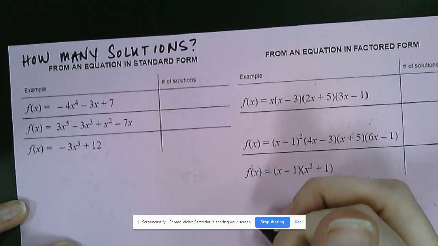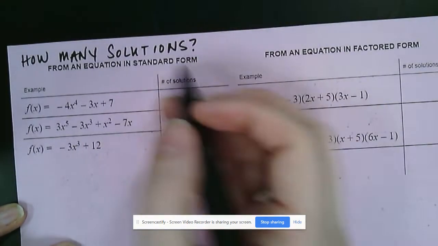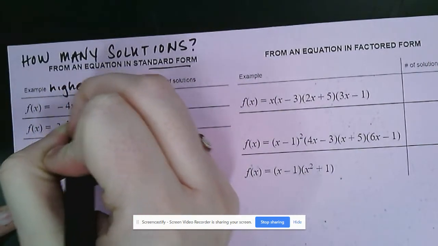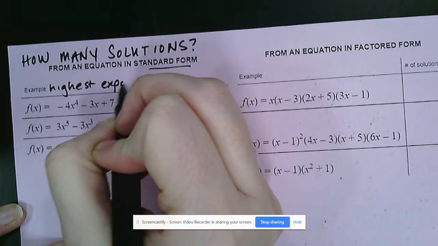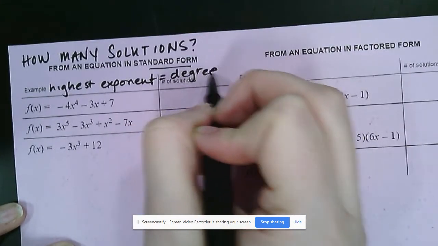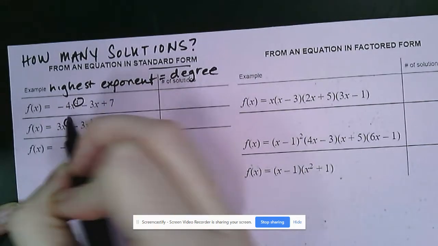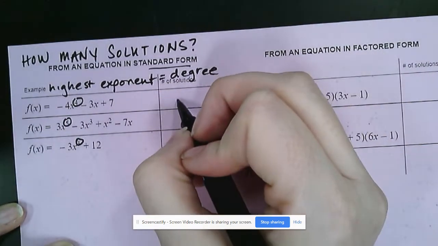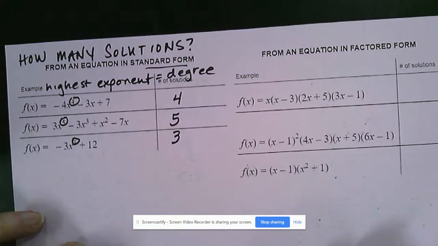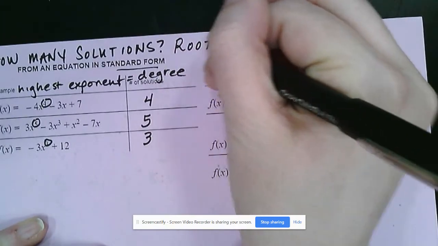So we should be able to just look at an equation, and if it's in standard form, remember we're going to look at the highest exponent. And that highest exponent is called the degree. And that will tell us the number of solutions. So we've done that the past like 10 days. So I've got 4 here, I've got 5 here, and I've got 3 here. Okay, we could also ask how many roots. Same answers. That doesn't change.